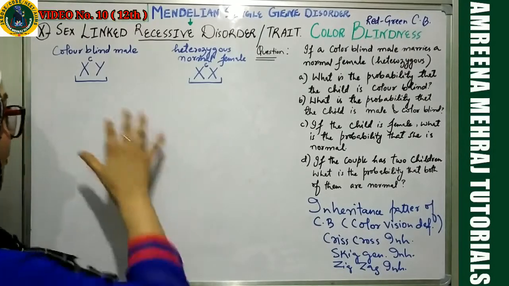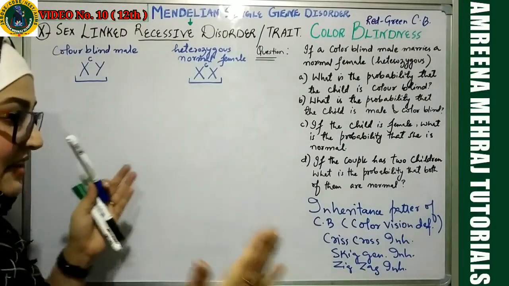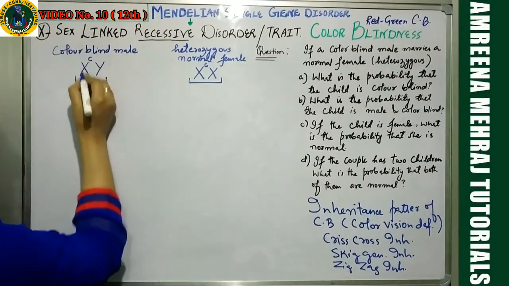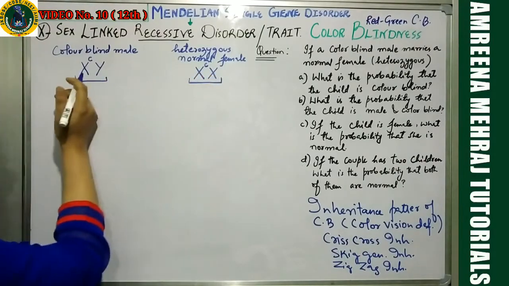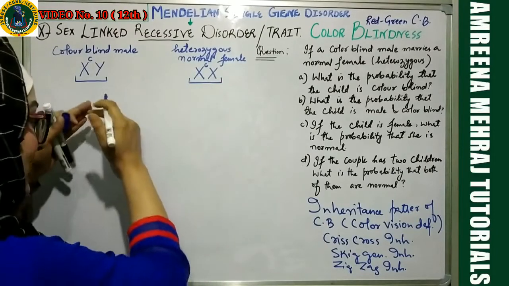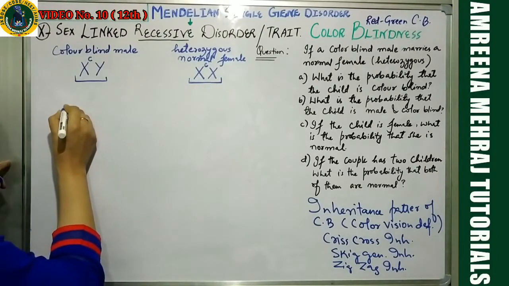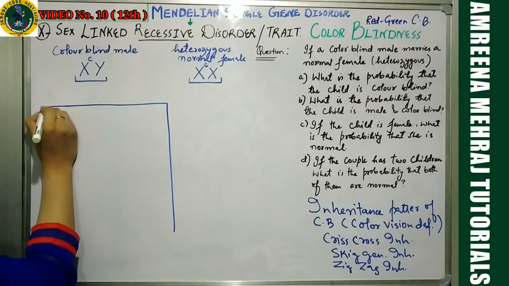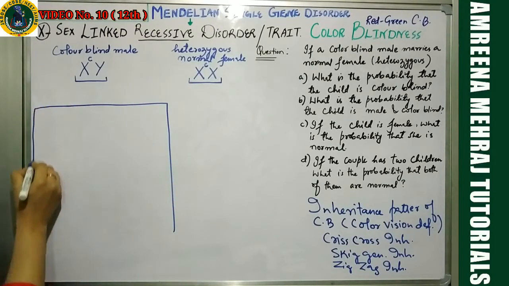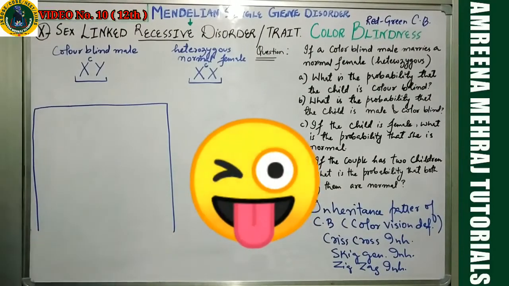So let us first work with each and every probability. This male will produce the gametes, the female will produce the gametes. So we have the sperms and the ova. Let us draw out a Punnett square quickly. So this is the Punnett square over here.